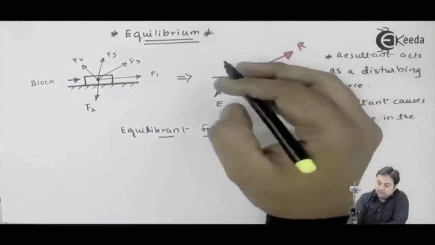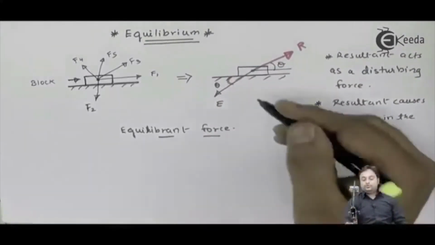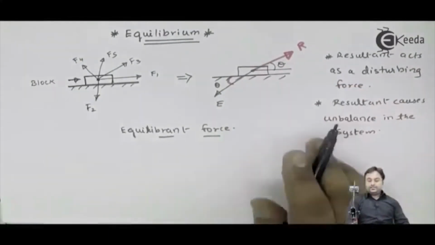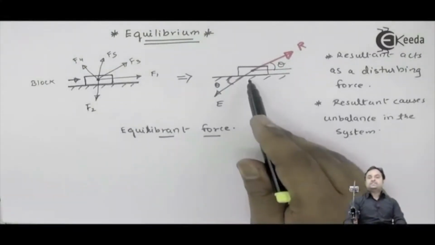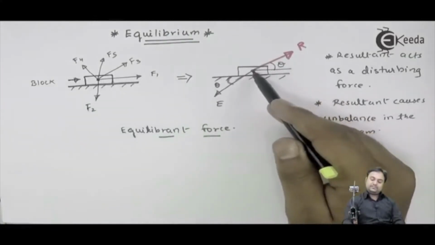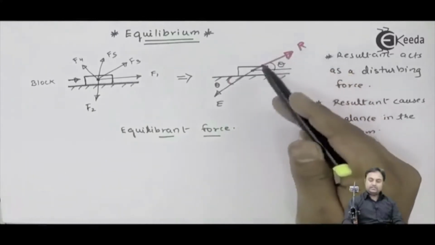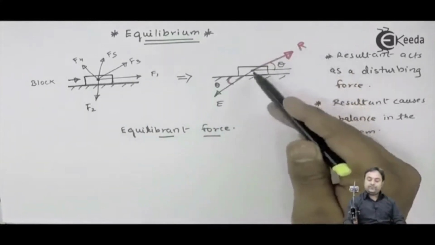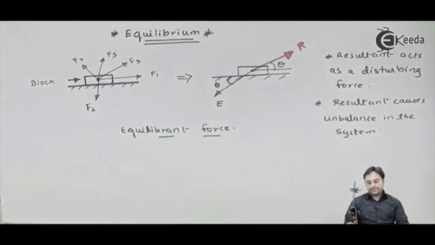Means the angle of resultant and the angle made by equilibrant force with the horizontal would be same. In other words, resultant will have one value. Equilibrant force will also have the same value, but only difference lies in the nature of force. Like if you see in this diagram, resultant is acting inclined, and it is in the upward direction, that is away from the block.